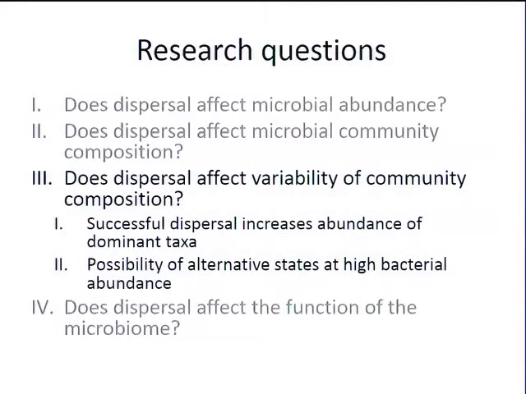And so does dispersal affect the variability of community composition? Well, we found that successful dispersal influences the abundance of dominant taxa, homogenizing those samples, and that there might be the suggestion of these alternative states at high bacterial abundance.